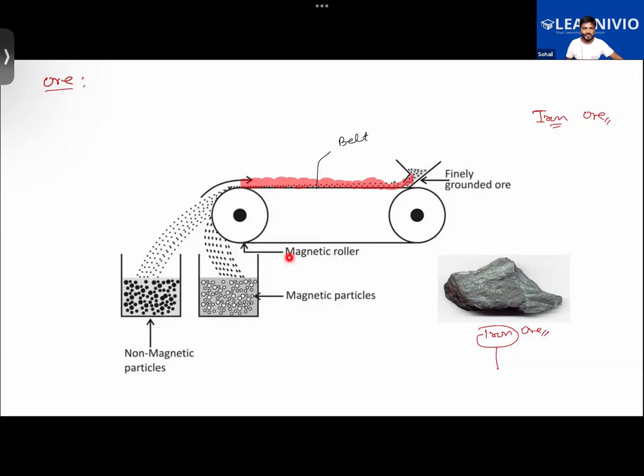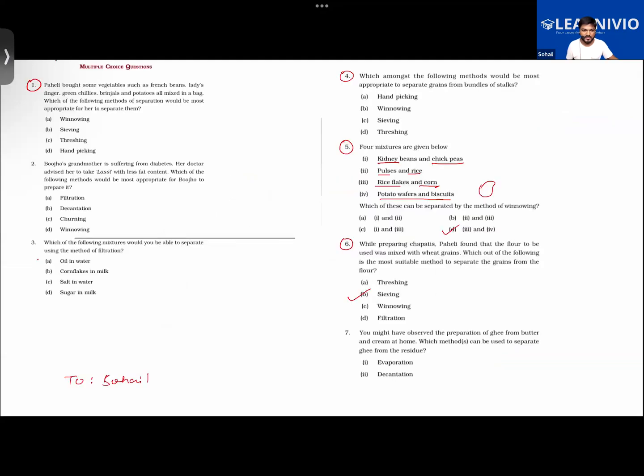This is magnetic separation, no? Iron is a magnetic object, so iron can be extracted from the iron ore. I told you, ore is the rock which contains a high amount of a given mineral, like iron ore, aluminum ore, like that. That is one thing.